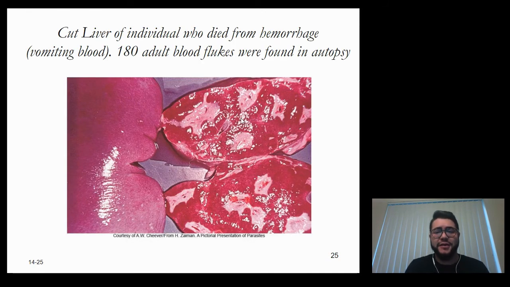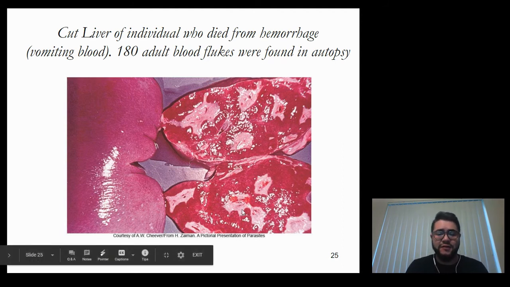Here is what the liver fluke would look like. This is a liver from somebody who died of hemorrhaging. What they found is there are 180 blood flukes in the liver. All of these little white spots inside the liver were flukes that were found.